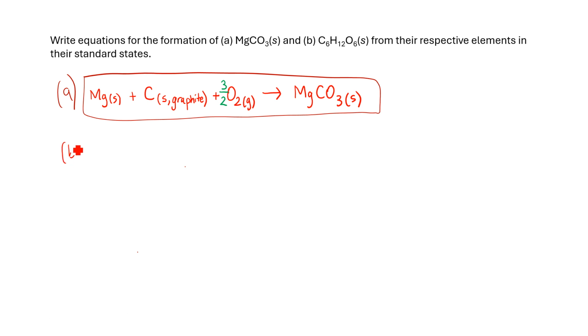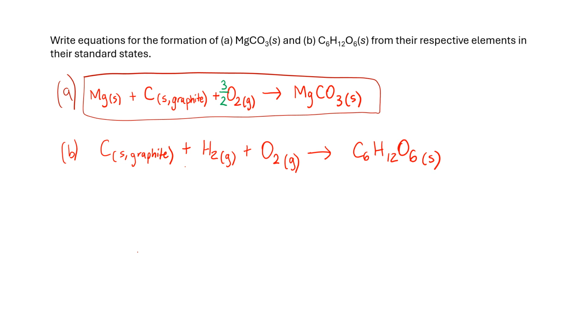For part B, though, what do we got? C6H12O6. So we do need carbon. That's going to come from graphite. Plus, we need hydrogen. H2 gas, that's part of Brinkelhoff, right? H doesn't exist just like H like that. It needs to be H2. And then oxygen is also diatomic. And this is going to make C6H12O6.